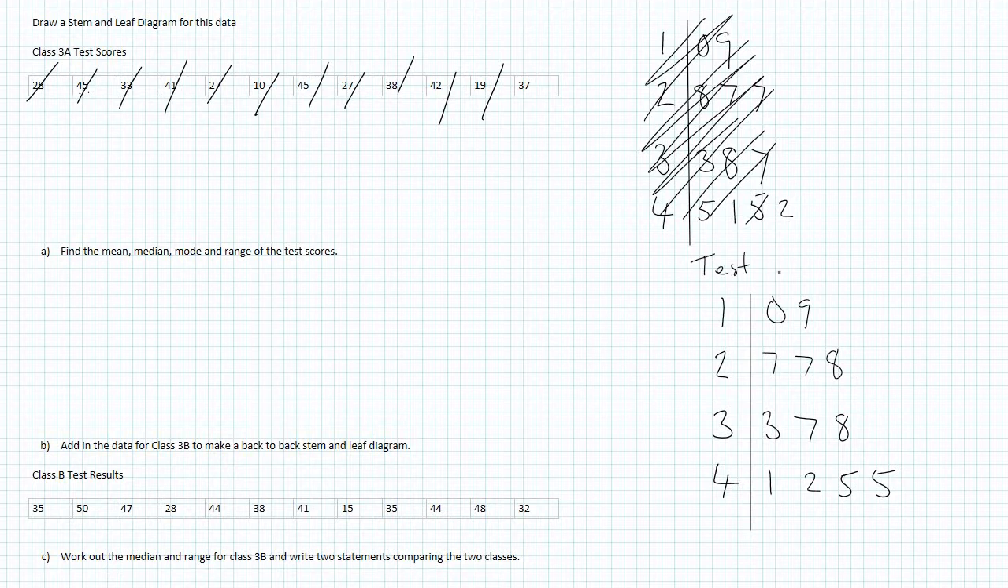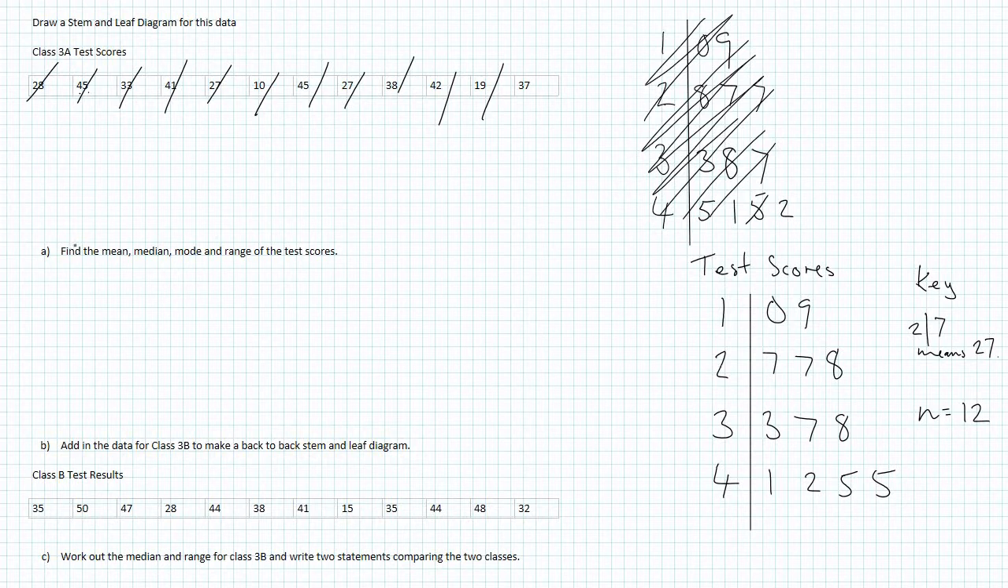So we titled test scores, and there's a couple of little things that we need. Okay, so we need a key. And what that basically says is like 2 line 7 means 27, okay? So 2 line 7 means 27, and you also need to write down how many numbers there are. So there are 1, 2, 3, 4, 5, 6, 7, 8, 9, 10, 11, 12. N equals 12. Okay, and that's it, that's your key. It's two things you both need.